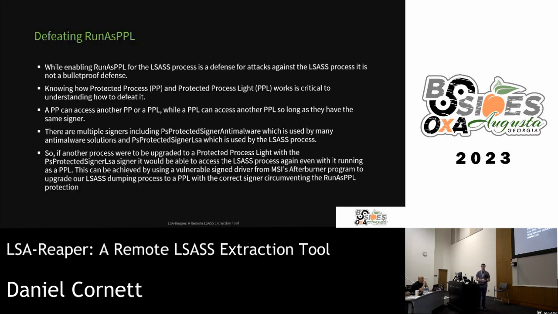So within Windows, there are multiple signer types. There's Windows TCB, but the ones that we're really looking at are PS Protected Signer Anti-Malware. This is used often by anti-malware solutions. And we also have PS Protected Signer LSA, which is what the LSASS process uses when it is put into that protected state. So if we were to somehow remove that protected process lite from the LSASS process or add it to our tool that's running, we can then access that memory again.